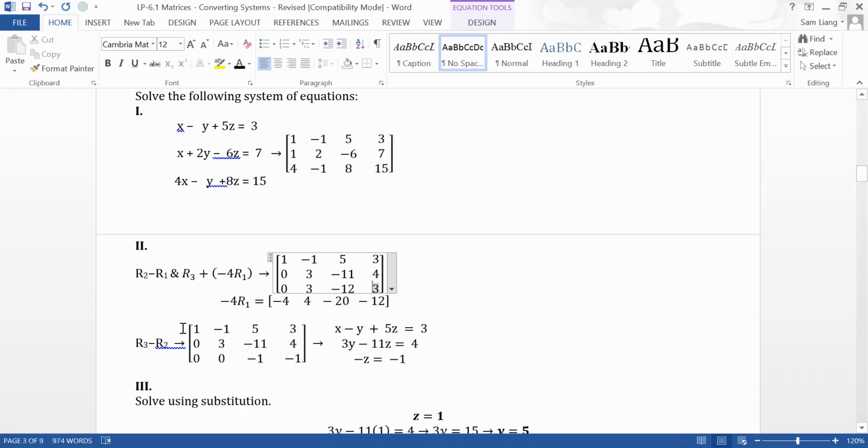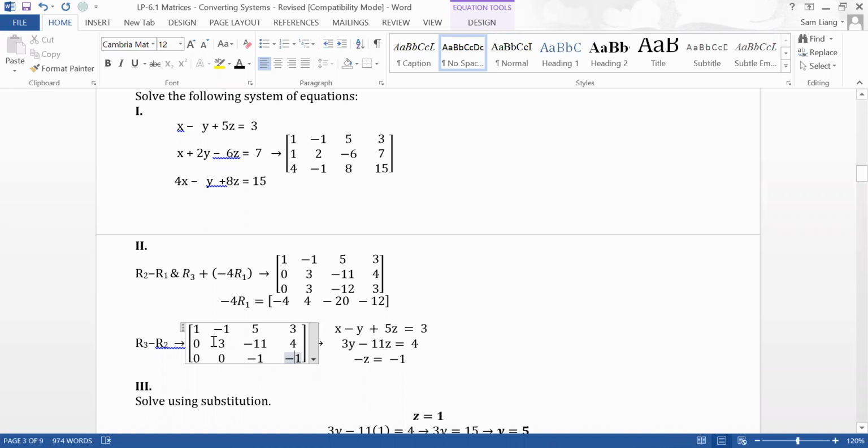All right, and then lastly, I'm going to do row 3 minus row 2. And that's referring to this one. So row 3 minus row 2. So 0 minus 0 is 0. Then 3 minus 3 is 0. Negative 12 minus negative 11 is negative 1. And then 3 minus 4 is negative 1.